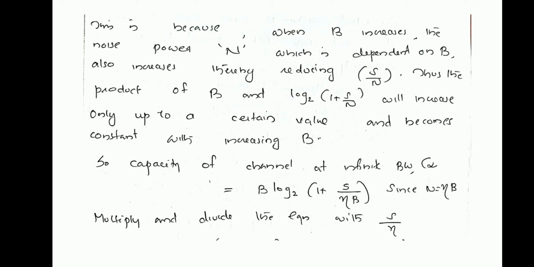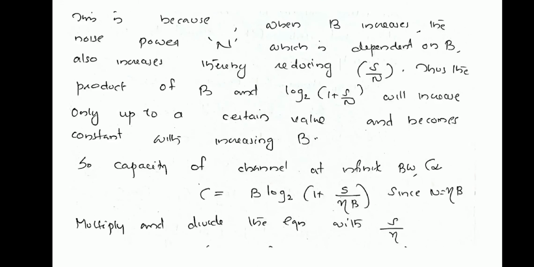So this is because we already said that when B increases, the noise power N, which is dependent on B, also increases, thereby reducing the signal to noise ratio. Thus the product of B and log of 1 plus S by N will increase only up to a certain value and becomes constant with increasing B. So now we can find the capacity of the channel at infinite bandwidth.